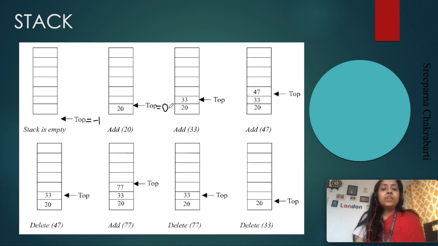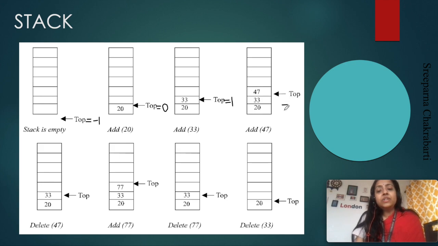Next, let us insert another element 33. That is, we are pushing 33 into the stack. So the value of top now will be equal to 1. So again, if you notice, the value of top is equal to the value of the index of the last inserted element, that is 33. If we insert one more element 47, what will be the value of the top now? It is equal to 2.